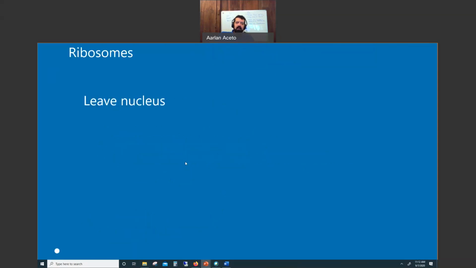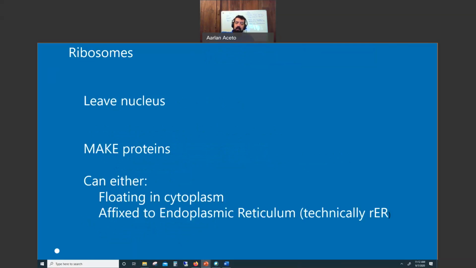Ribosomes leave the nucleus. They make proteins. That's the ribosome's job. And now they can do a couple things. They can either float around in the cytoplasm and do what they need to do, or they can go to the ER. In the endoplasmic reticulum, there are two types. There's smooth and there's rough.